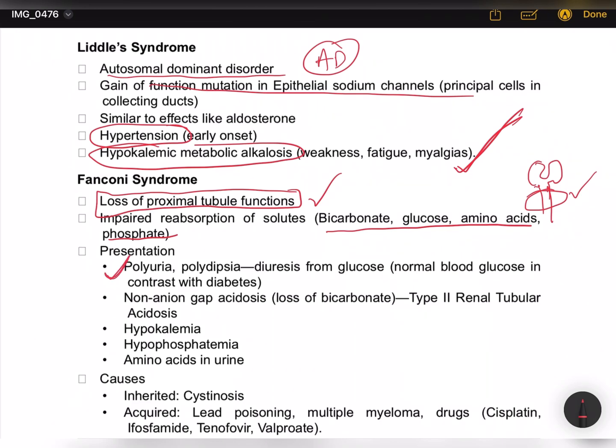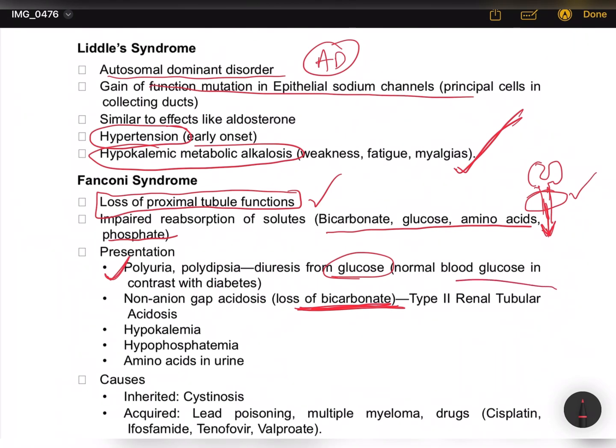So what is the presentation? Polyuria. A lot of water is wasted in the urine. A lot of glucose is gone in the urine. Bicarbonate is lost in the urine. Just remember it as of now. In the proximal tubule, bicarbonate is lost. That means alkali is lost, that means you are getting acidosis. This is type 2 renal tubular acidosis in Fanconi syndrome.